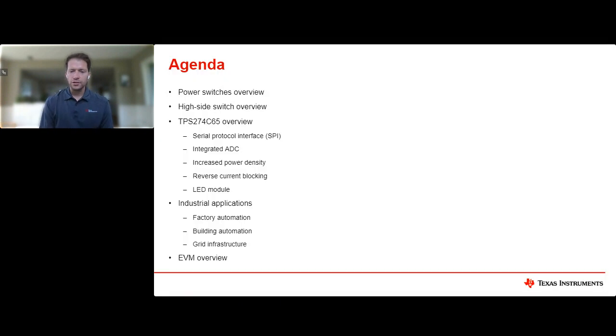So before I start on the presentation, just wanted to go over the agenda that we have today. First, we'll start with the power switch overview. Then we'll talk about high side switches in particular. And then we'll talk about the device of interest today, the TPS274C65. So we'll talk about some of its many features. Additionally, we'll talk about some of the industrial applications where this device could be used. And then we'll talk a little bit about the EVM that we have for the device.